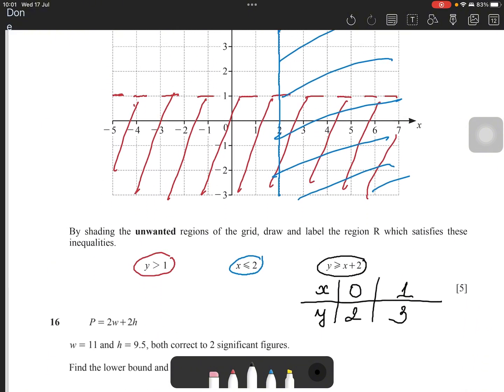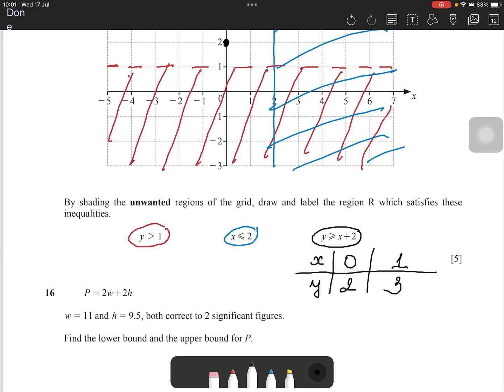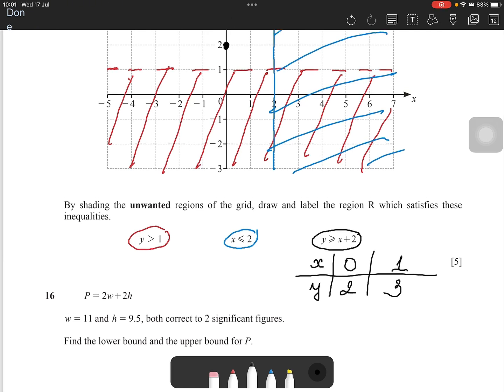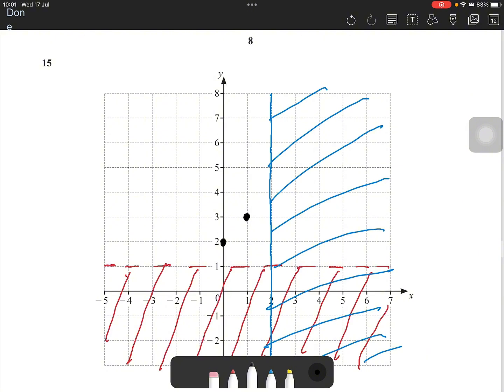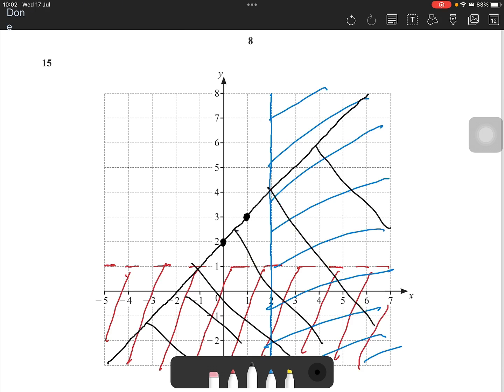So let's check. There's an equal sign in this inequality, so we draw a solid line that passes through these 2 points. That is the black line. And we want y to be greater than or equal to this, which means we want to keep the upper part, so we remove the lower part of this line. This one. So the region R is here.